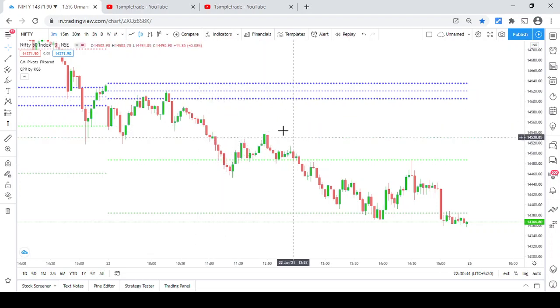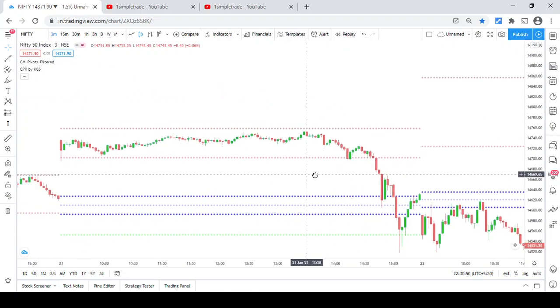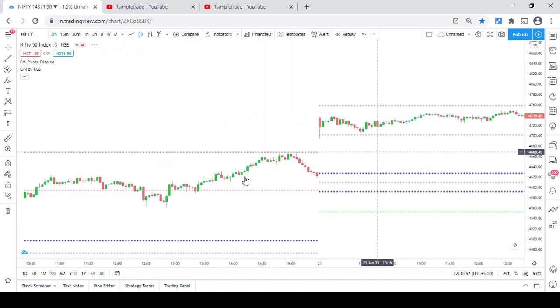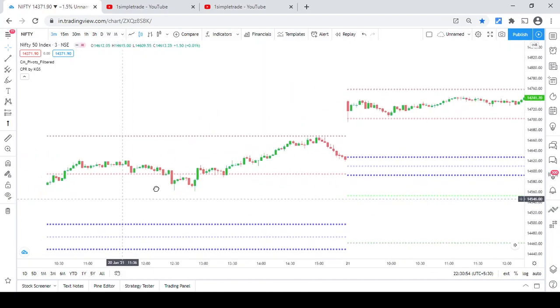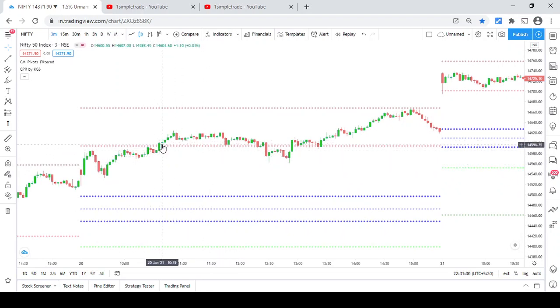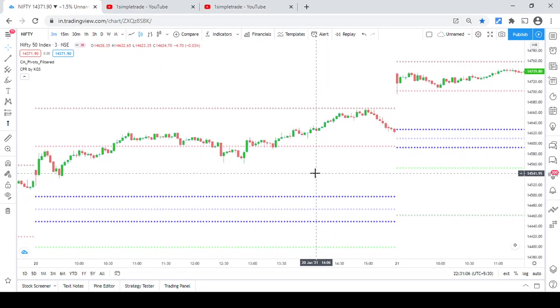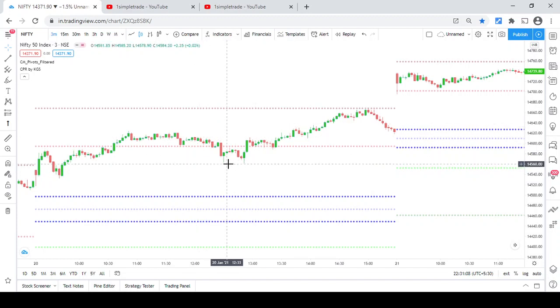Almost every day you will see these areas do get broken. So you should have that open mind that these are just a structure you are putting in place to help you trade, but they are not going to be adhered to 100% of the time.